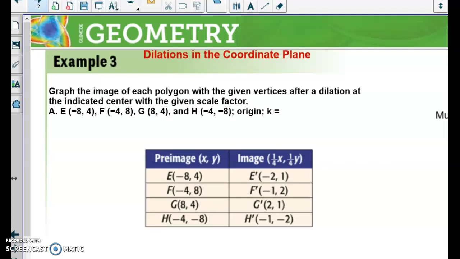In this question, they give us a pre-image, which is the original, and we're going to the image. So how do I get from -8 to -2? Well, I'm dividing by 4, but you need to have it in multiplication form. So we're going to multiply by 1/4. So my k is 1/4 in this case. And notice that all of the points times 1/4 gives me the image of those.